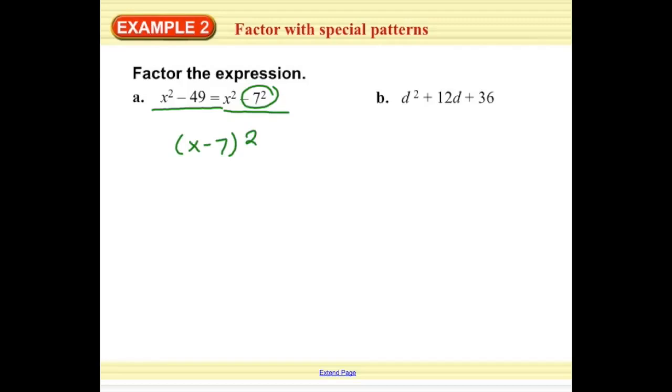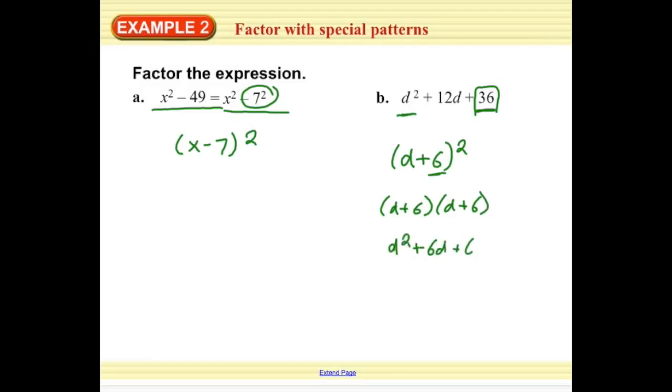And letter B is just factoring a trinomial. So 36 is a perfect square. So all I need to do is d plus 6 squared will give me d squared plus 12d plus 36. You really just want to look at what the perfect square is in that last term and use the square root of it. And if I FOILed it out to check my work, I would have d squared plus 6d plus 6d plus 36, which is the same as d squared plus 12d plus 36. And I have the same answer.